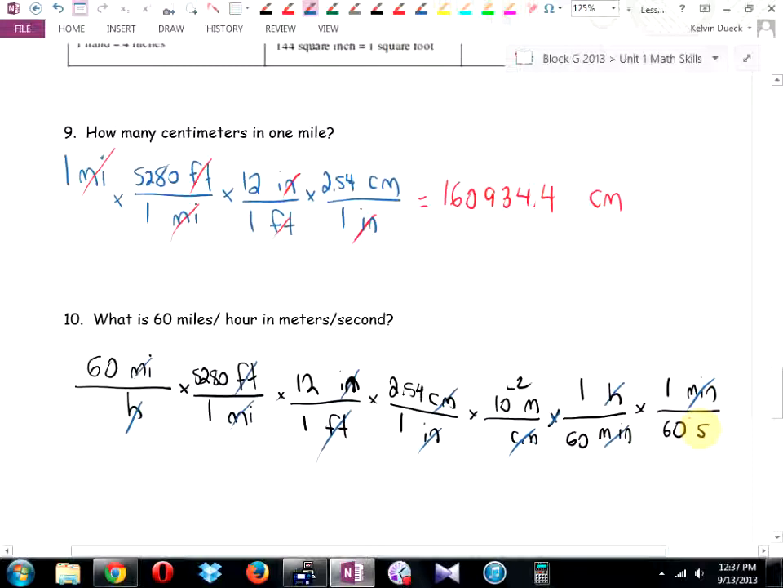You don't have to physically put a line through them, but I find it helps because then I just zoom out at the end and do a quick double check. Is what I wanted left on the top? Woohoo! Is what I wanted left on the bottom? Woo! Then I'm probably right. And it looks like it's going to be 60 times 5,280 times 12 times 2.54 times 10 to the negative 2 divided by 60 divided by 60. Good, get your calculators out.